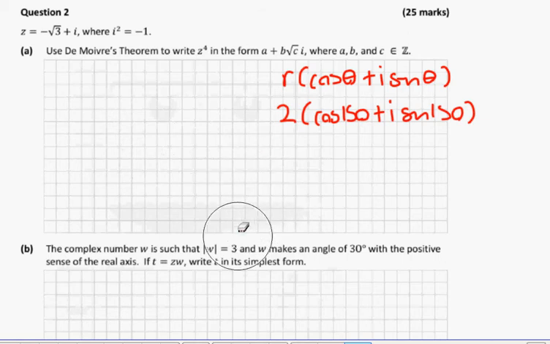Now the next thing goes: use De Moivre's theorem to write z^4 in the form a plus b root c i, where a, b, c are elements of Z. A, b, c element of Z basically means that they're all either minus or plus whole numbers. You got it? Now if z equals this, can anybody tell me what z^4 would be equal to?